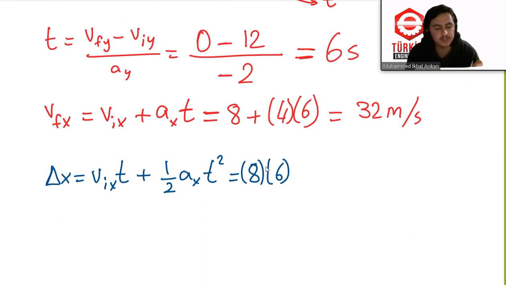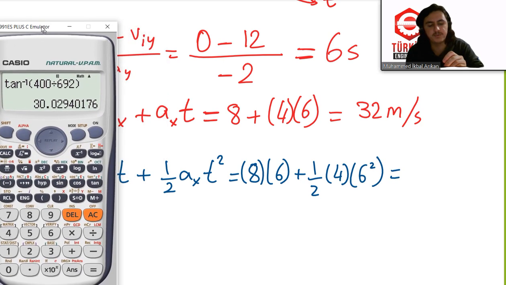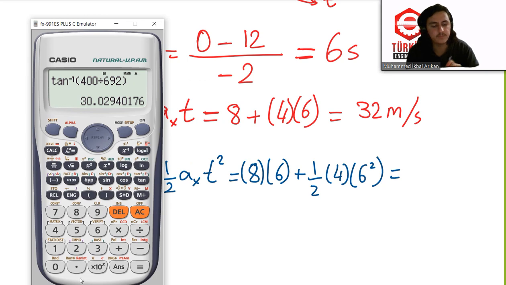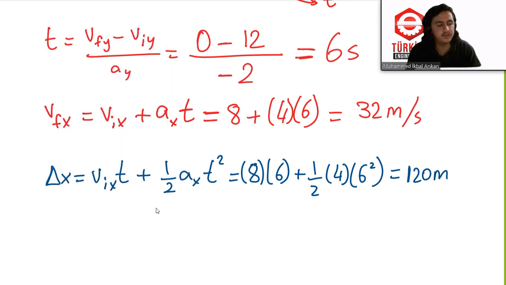So first just calculate this one. My acceleration is positive and its amount is 4 meters per second squared. Then put your time squared, which is 6 squared, so you will get the displacement in x. So 8 multiplied by 6 plus half of 4 multiplied by 6 squared. So you will get the solution, 120 meters.